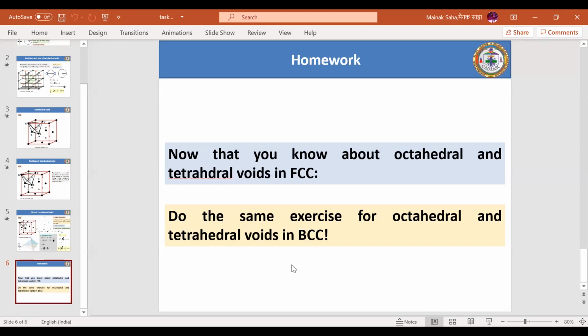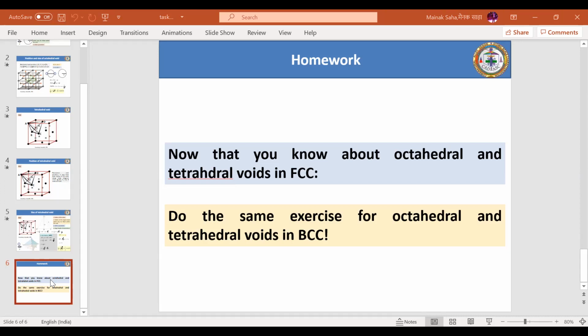Can you do this assignment kind of thing? Sir, what do we need to do? Do the same thing: calculate the size and position of octahedral and tetrahedral voids in BCC. Same exercise that we have discussed today. First visualize. There is nothing wrong. If you are not able to do it, no problem, but first give a try. If you're not able to do it, then I'm of course there to talk about that.